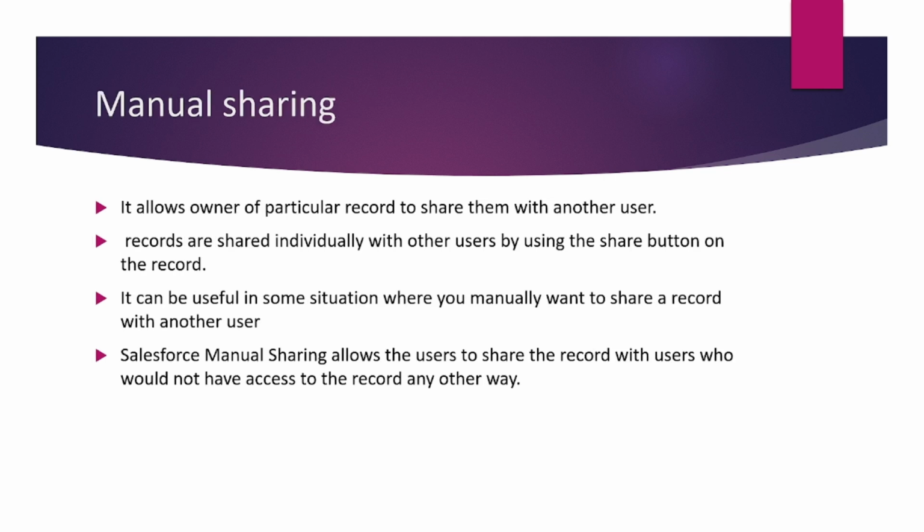Moving forward to the next level, the last level of record level security, that is manual sharing. It allows the owner of a particular record to share it with another user. Records are shared individually with other users by using the share button on the record. I will show you in a minute. In each record there is a button, you can share the record individually.